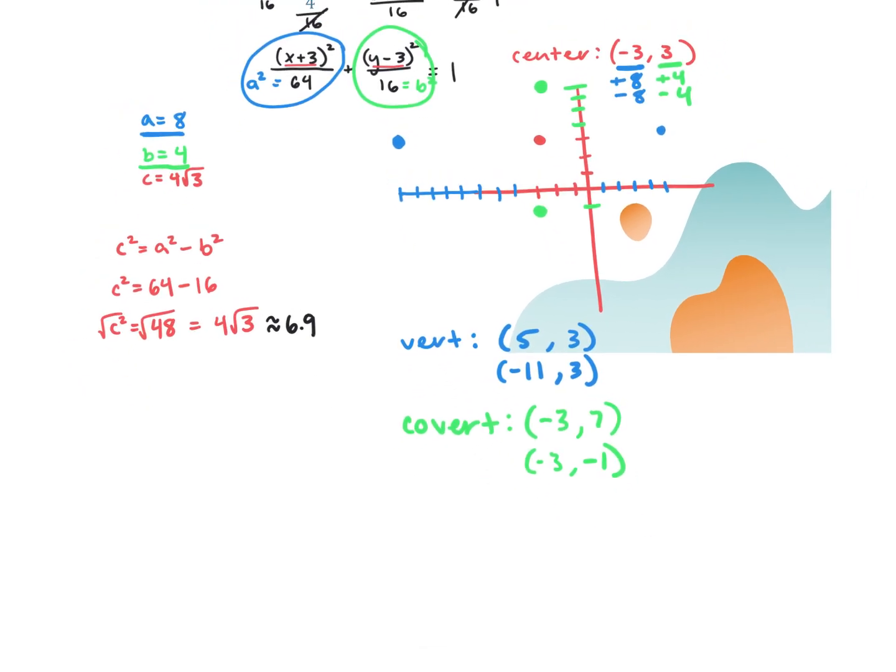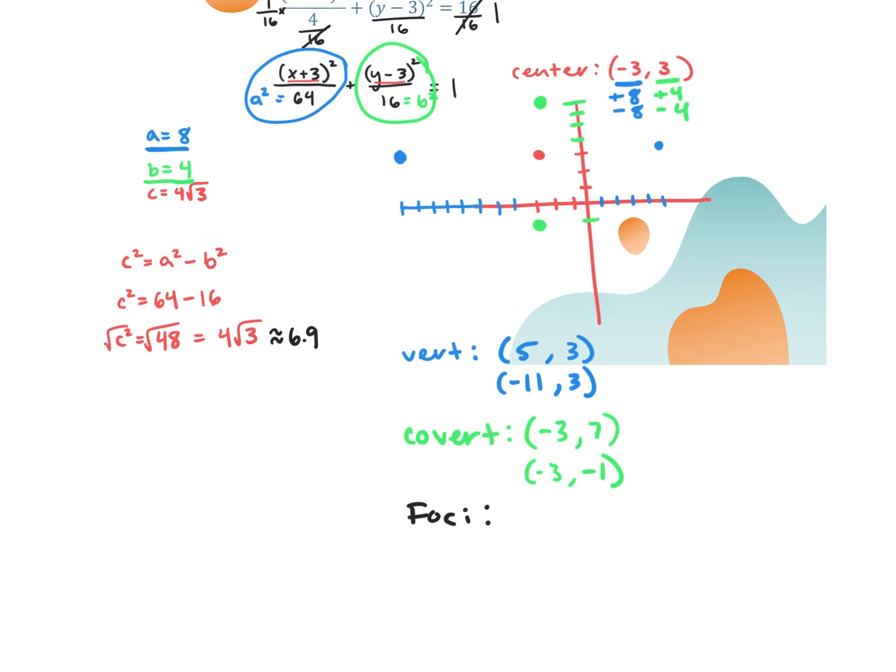Lastly, let's find our foci. Foci are going to be on the X-axis or the Y-axis here? The X-axis. They're always along the major axis, so the longer one. So I'm going to go about 6.9 to the left and 6.9 to the right. So to the left would put us here. To the right would put us about here.